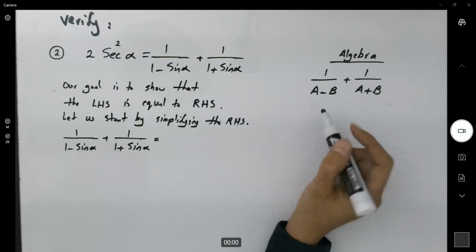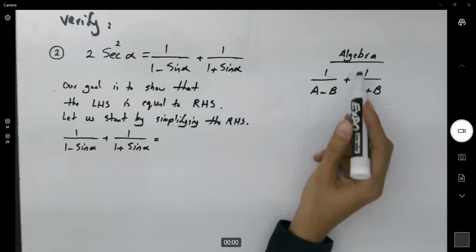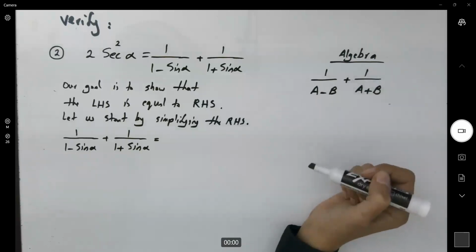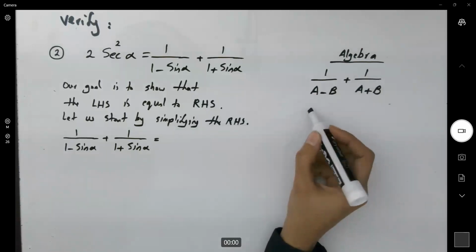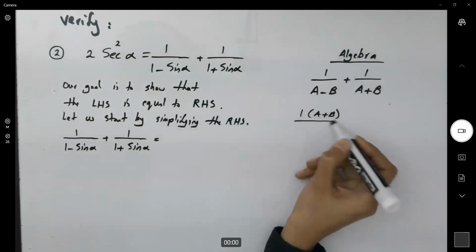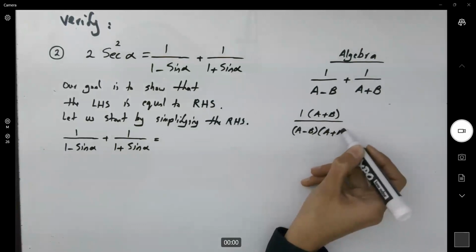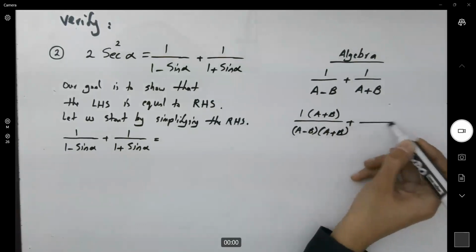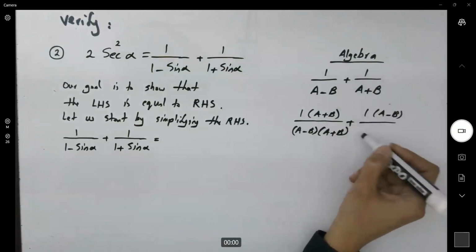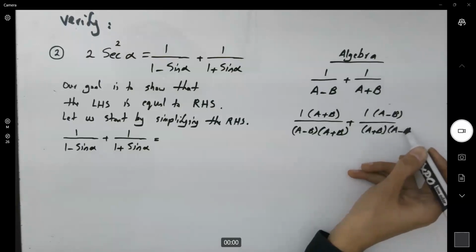What are you going to do? You're going to multiply the first fraction by a plus b. You're going to multiply the second fraction by a minus b, and then take a common denominator. So this becomes 1 times a plus b divided by a minus b times a plus b, plus, now the second fraction, 1 times a minus b divided by a plus b times a minus b.